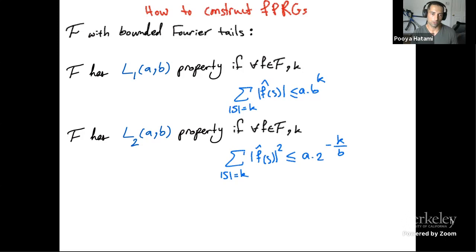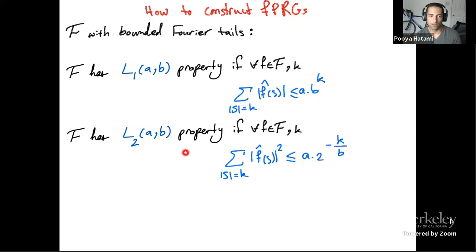Okay, so let's think of these two definitions. I will say that a family of Boolean functions satisfies the L1 (a,b) Fourier tail property, where a and b are just some parameters, if for any k greater than or equal to one, the sum of the Fourier coefficients in absolute value at level k is bounded by a times b to the k. You can forget about a for now. So let's think of it as: at level k, the L1 norm is at most b to the k.